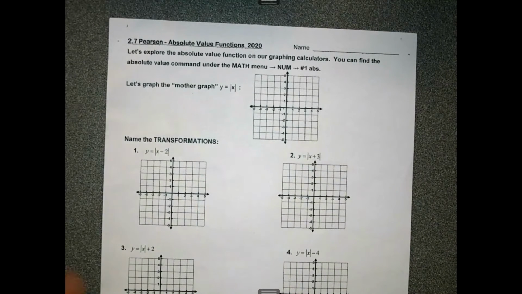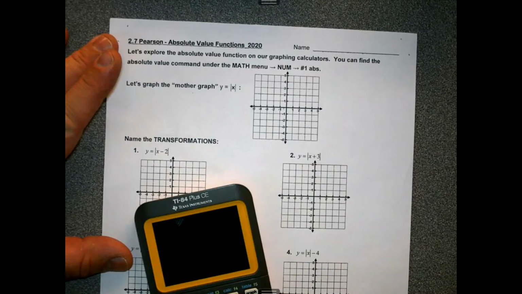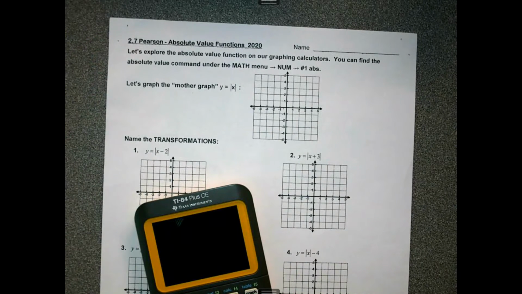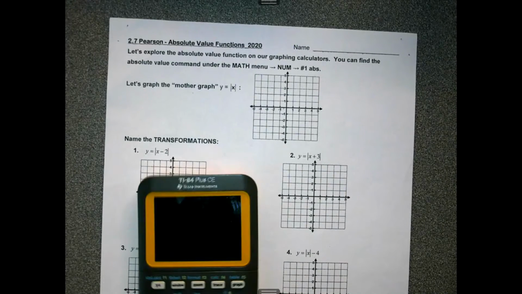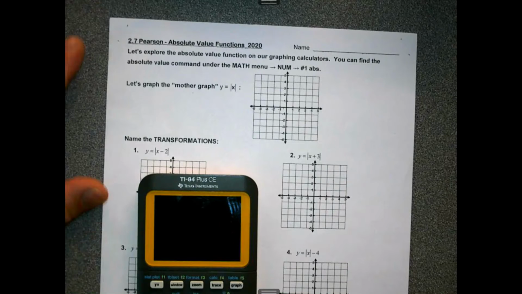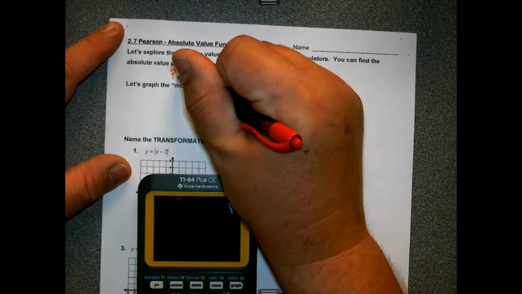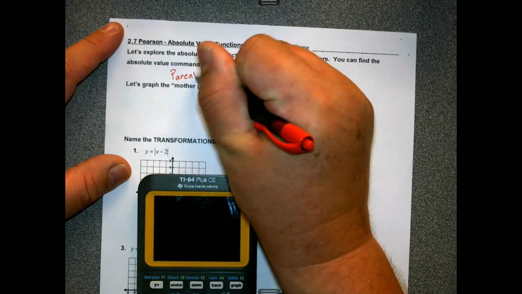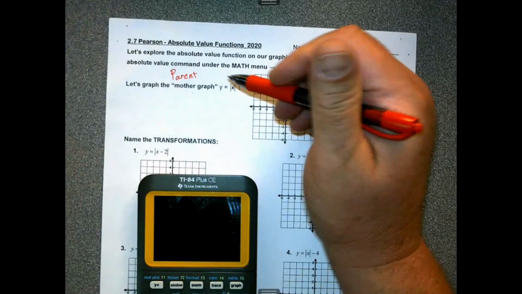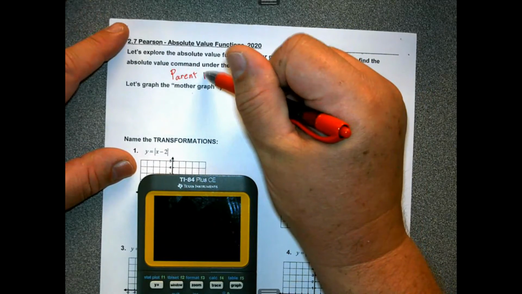But anyway, all functions that we look at, whether it's the absolute value function, the exponential function, or radical functions, have what's called a parent function, or as our worksheet says, the mother graph. I call it the parent function. I always did, so you'll always hear me reference the parent function.